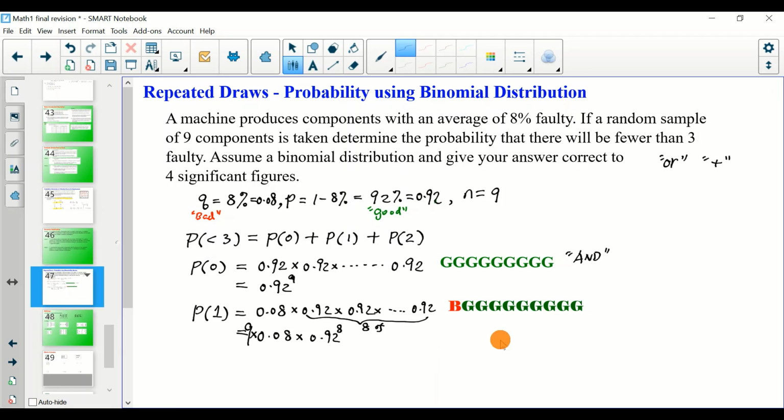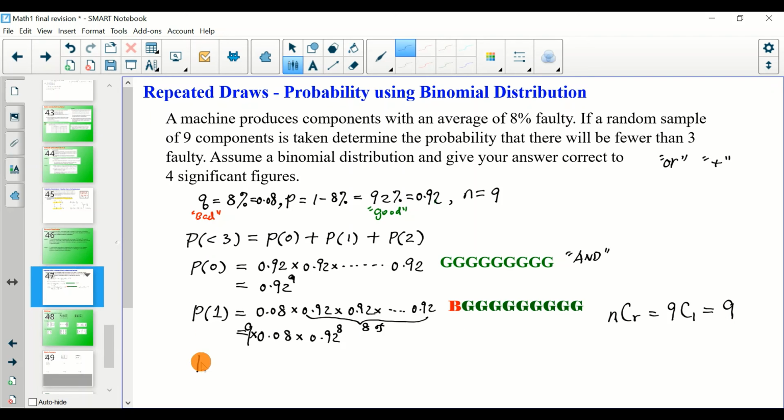Notice the number 9 is also coming from the combination formula in the binomial distribution coefficient. So nCr, my n here is 9, and I'm choosing one product to be bad. If you put that in the calculator, you should get the number 9. Choosing 1 out of 9, there are only 9 ways of choosing that one product to be bad.